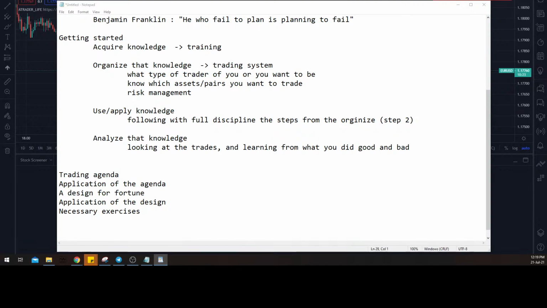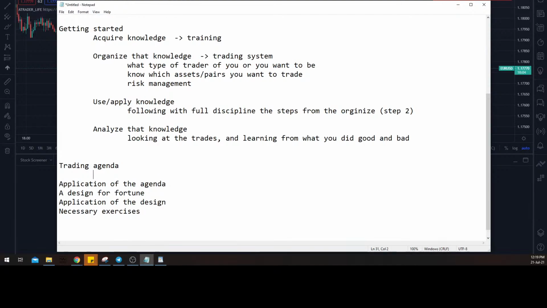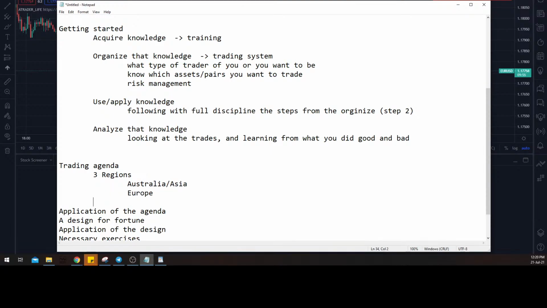So like I said initially, we are going to start. I wanted to make this for the Forex, however you can apply this type of stuff for the other ones, but in this case, for example, let's start with the Forex. So Forex, I don't know if many of you know, it has 3 regions, and those regions are going to be Australia, Asia, then we have Europe, and then we have lastly North America.